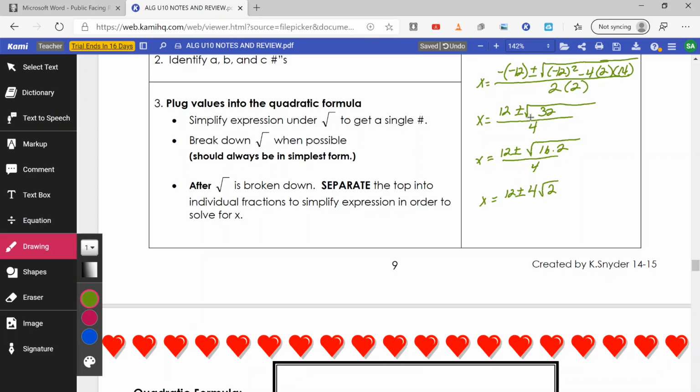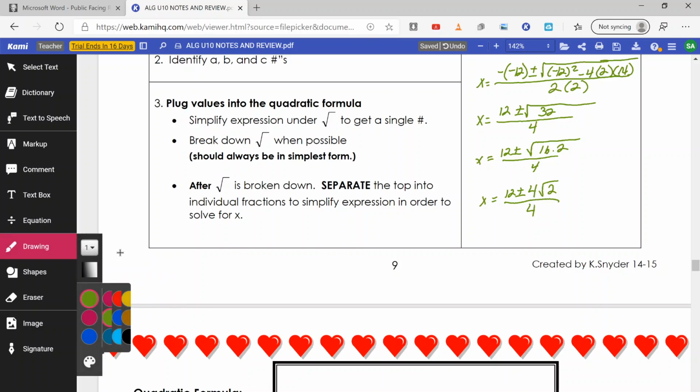And again, whenever I take the square root, I get a positive or a negative answer. So hence the plus or minus 4 root 2. And we're still dividing by 4. Now the next thing, anytime I'm adding or subtracting things, as long as both numbers up top are divisible by the number on the bottom, I'll divide both numbers by that number. So 12 I can divide by 4 and 4 I can divide by 4.